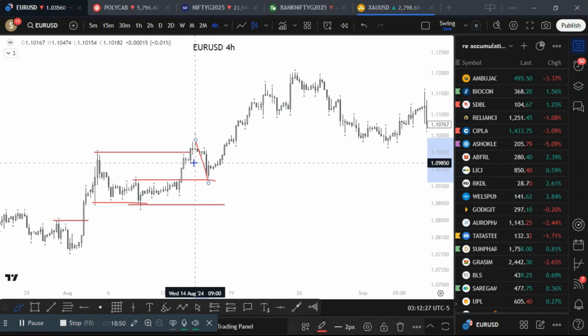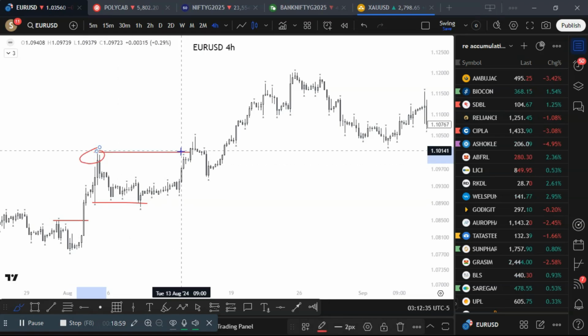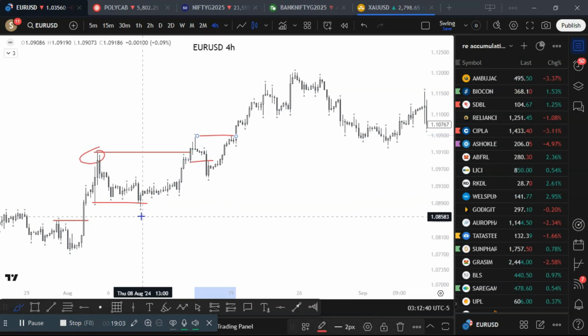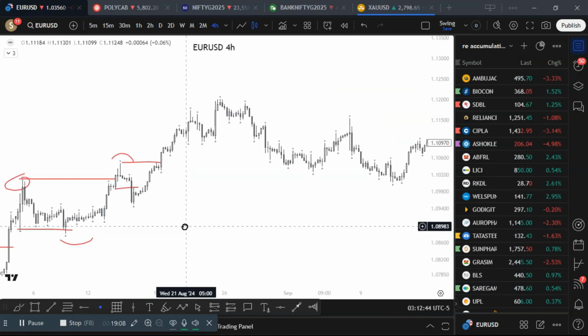Price came out, took internal liquidity and then gave breakout. Alright, so let's mark external liquidity grab, internal liquidity grab, external liquidity grab. So now this is your range and this point is protected. Let's move further.